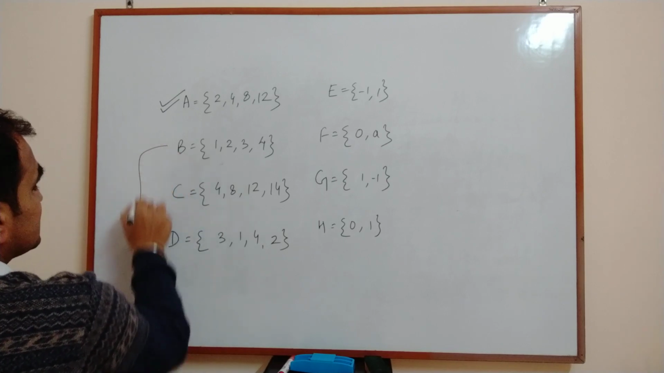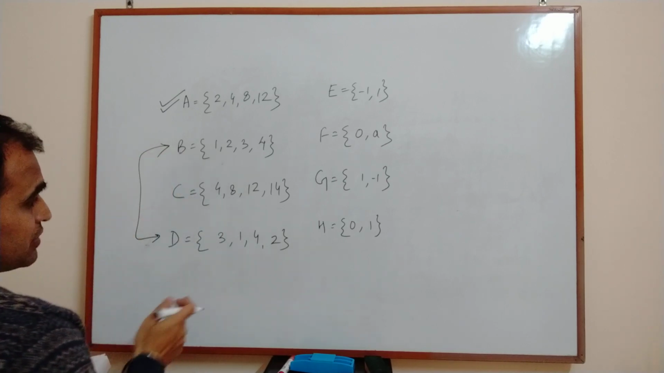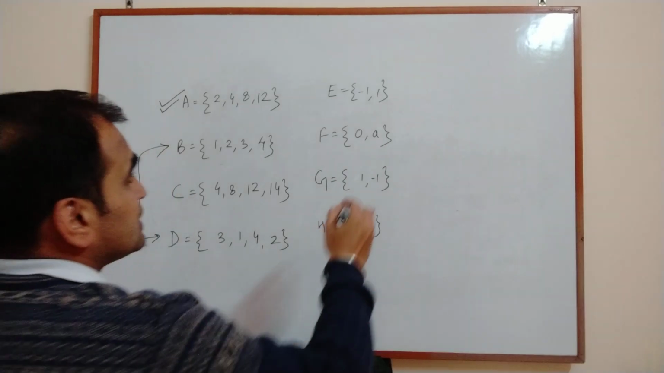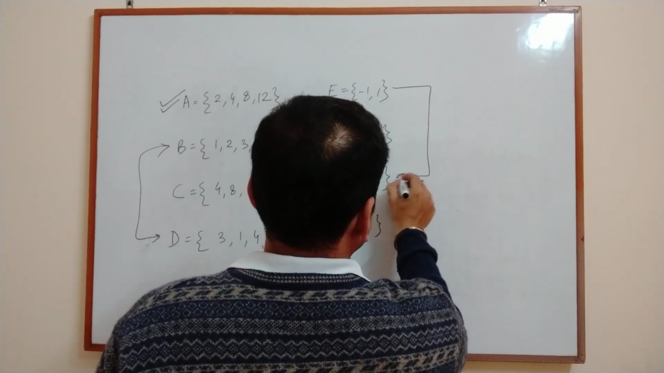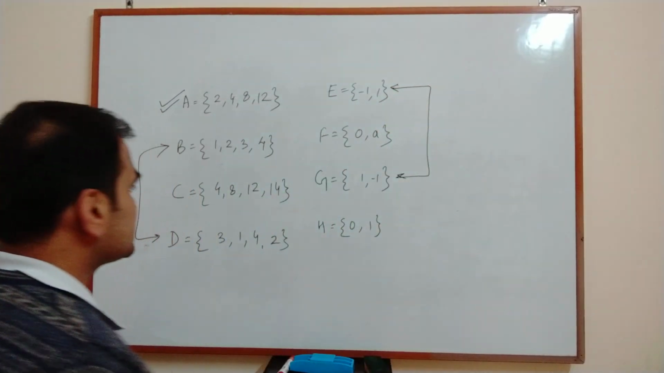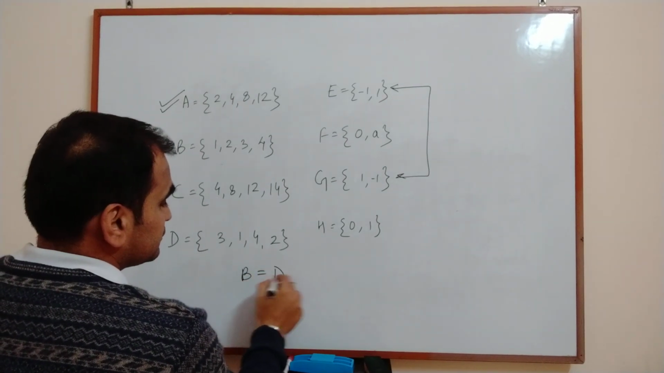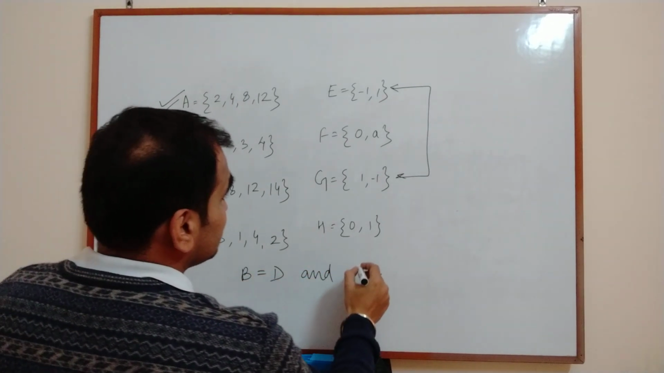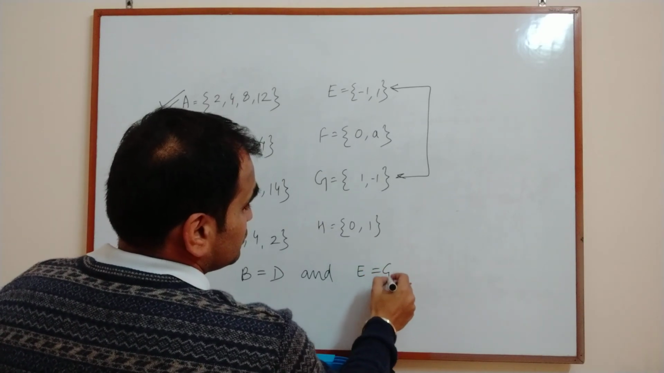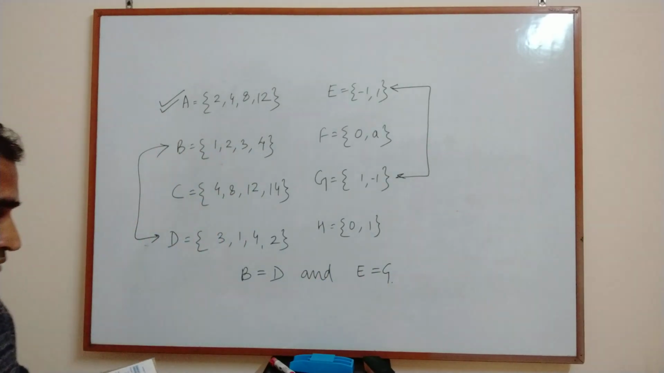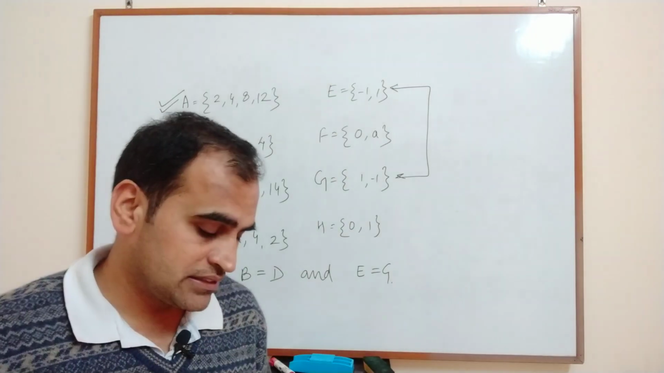Set B and set D are equal, having exactly the same elements. Set E and set G are equal, having exactly the same elements. So only B is equals to D and E is equals to G. These two pairs have the same elements.